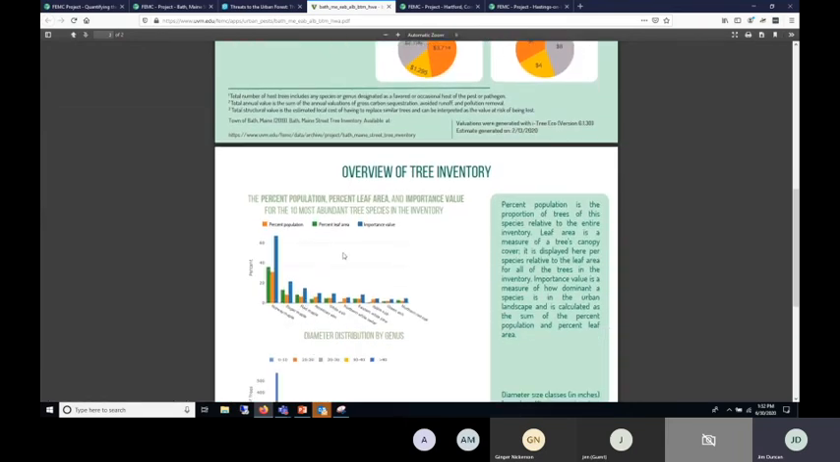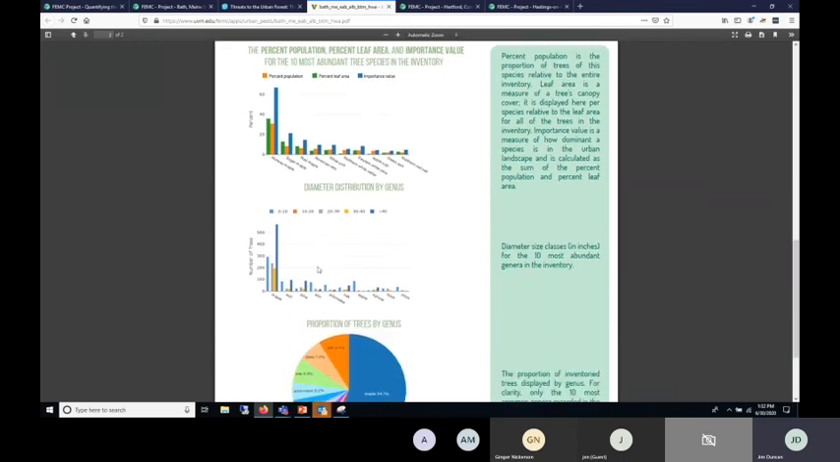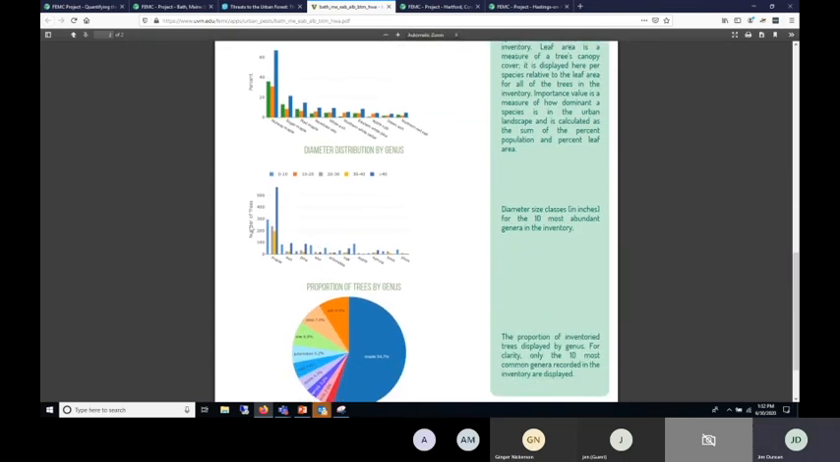And then it gives on the second page a breakdown of the tree inventory by population, leaf area, and importance value. Large number of Norway maple, sugar maple, red maple, and then down into some less common ones like elm and ash. We also gave the diameter distribution by genus and the proportion by genus. So this is replicating what you saw in the overall report.